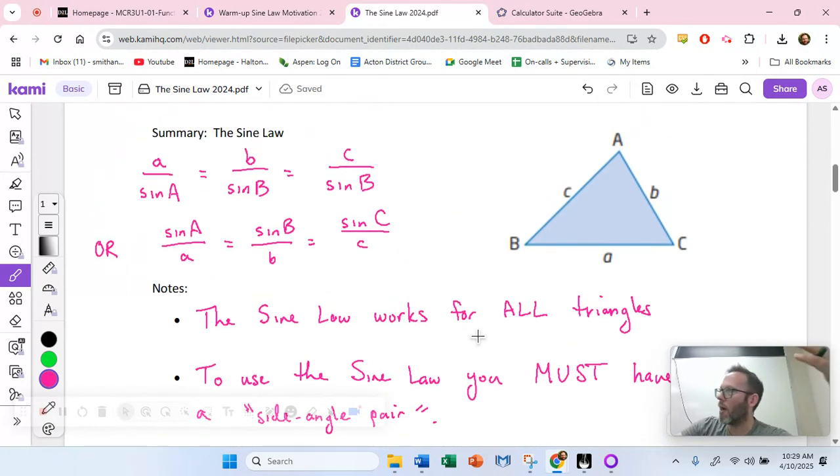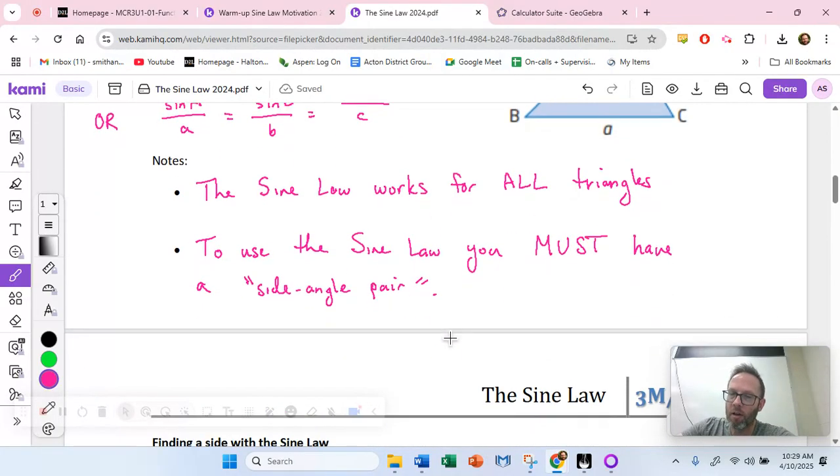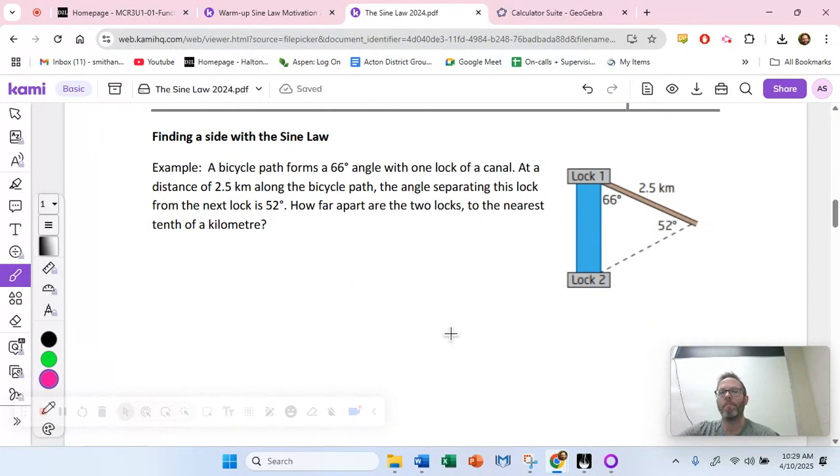Okay, so that's the sine law. 2P people, you now have seen where it comes from. 2D people, we've reviewed where it comes from. Let's learn or review how to use it. So we can find sides and angles using the sine law.